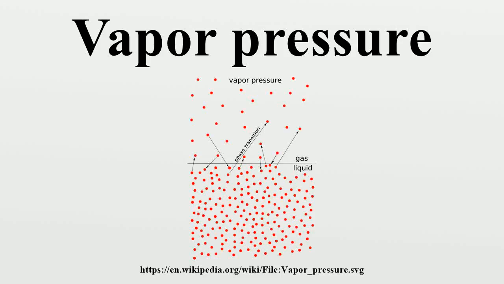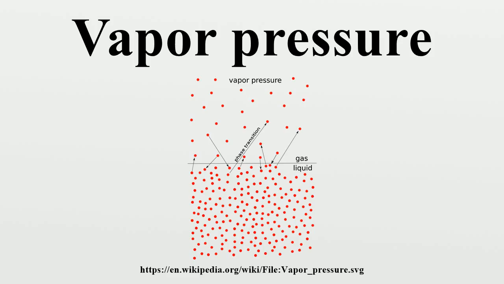Vapor pressure or equilibrium. Vapor pressure is defined as the pressure exerted by a vapor in thermodynamic equilibrium with its condensed phases at a given temperature in a closed system. The equilibrium vapor pressure is an indication of a liquid's evaporation rate. It relates to the tendency of particles to escape from the liquid. A substance with a high vapor pressure at normal temperatures is often referred to as volatile.